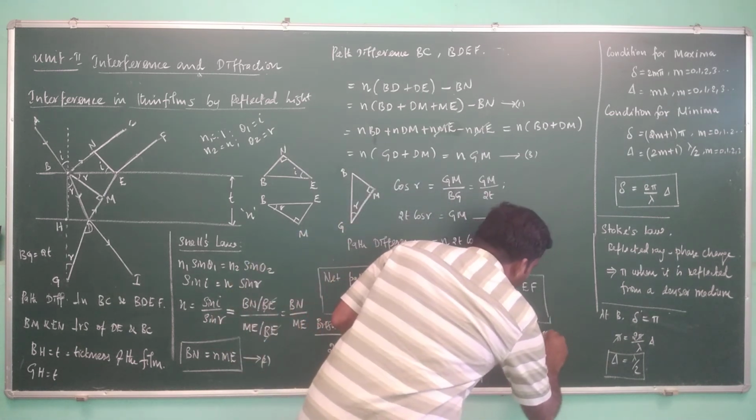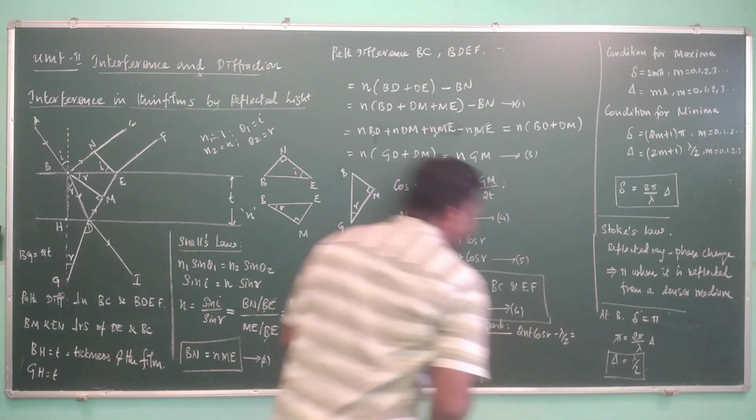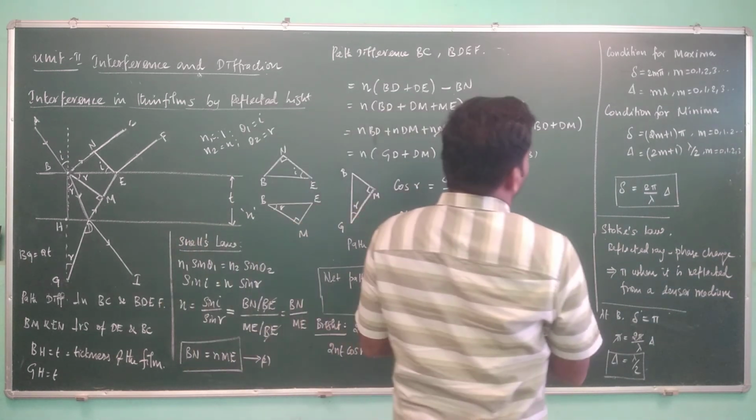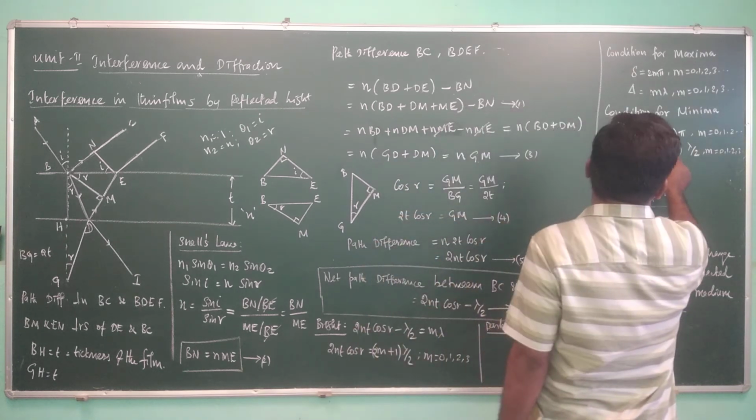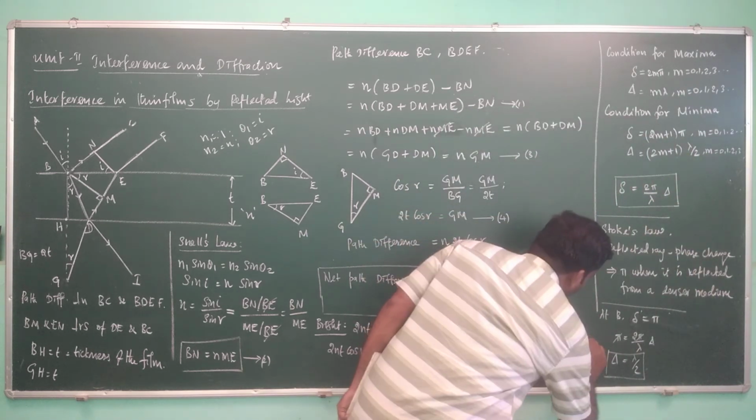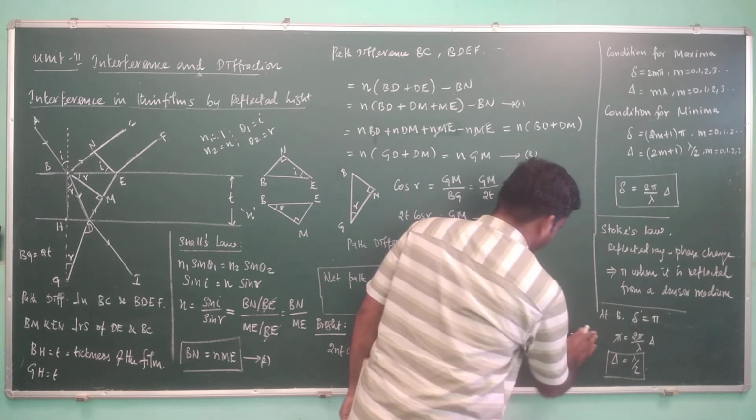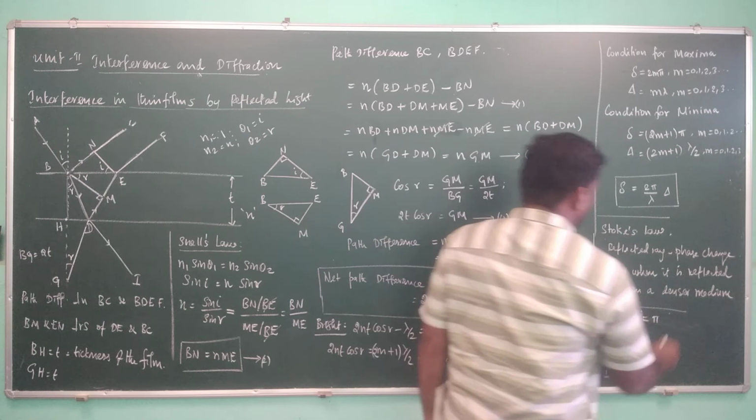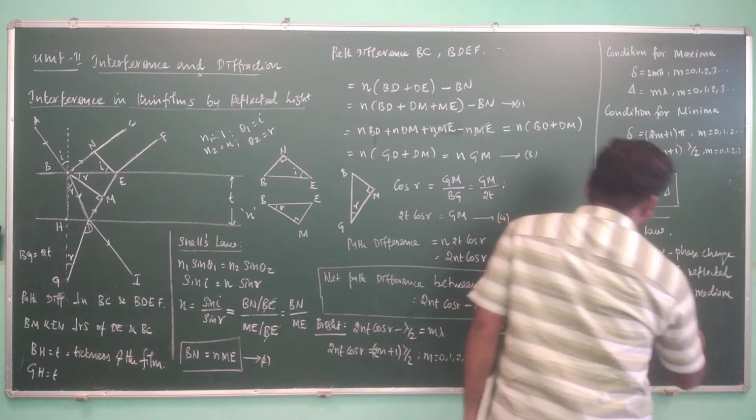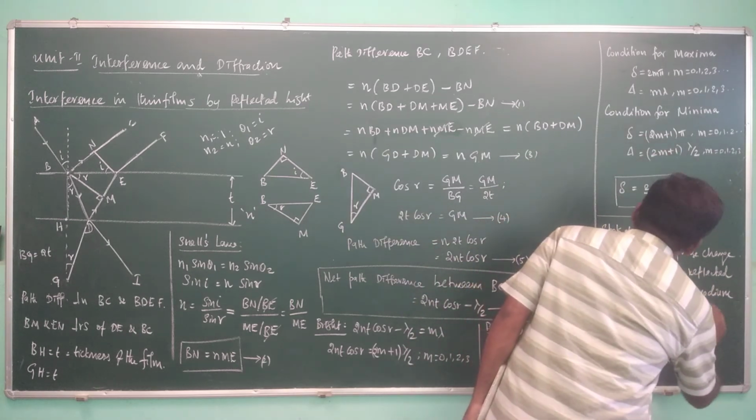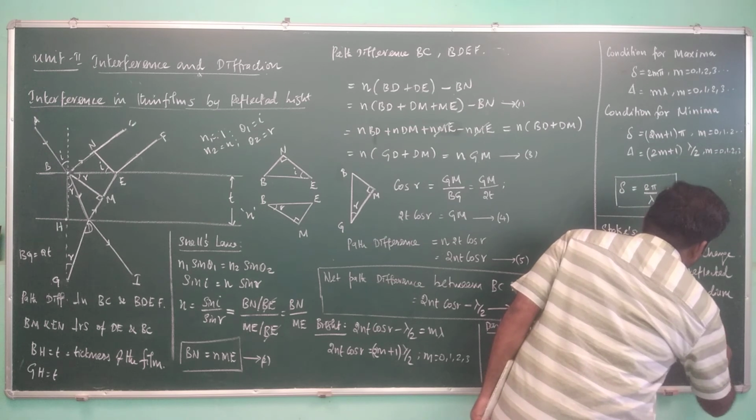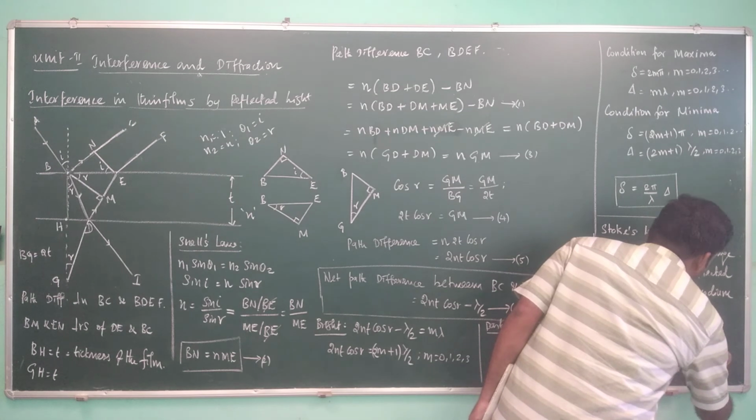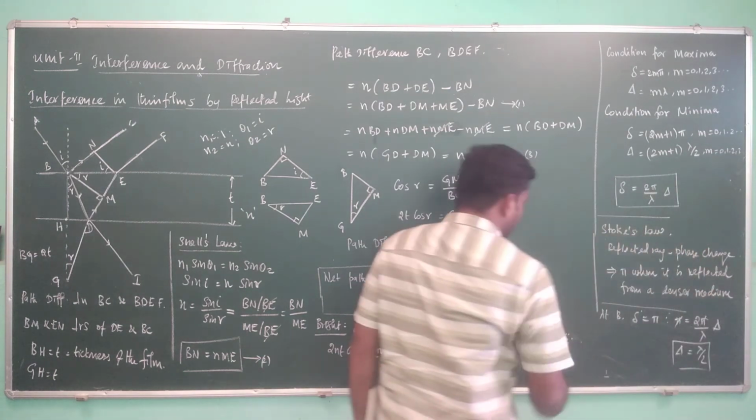2nt cos r minus lambda by 2, which is equal to... what is the condition for dark minima? 2m plus 1 lambda by 2. If this is equal to, let's write this as pi, which is equal to 2 pi by lambda into delta. Pi will cancel out, so delta equals lambda by 2. This is the relation. Let it be there.